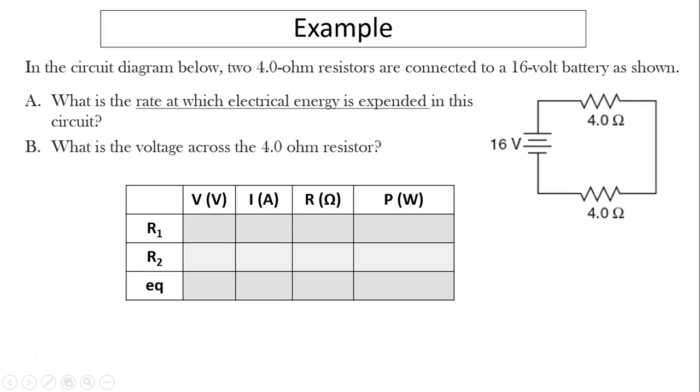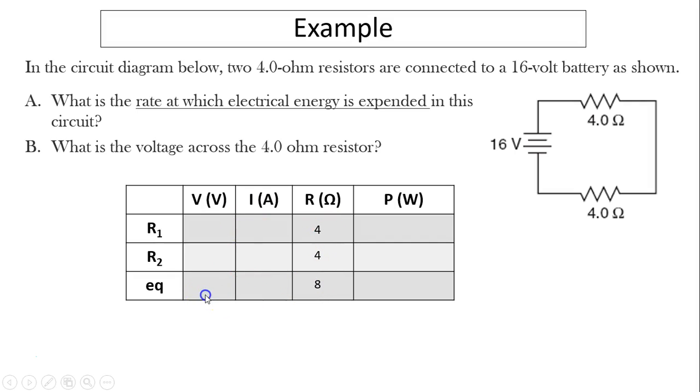Another example. Here's another series circuit according to the diagram. It tells you each resistor's resistance, and also tells you the total voltage. So you can make a chart to help you. Because they are asking for the electrical energy expended, the rate of energy expended, that is power, you can also include power in your chart. So let's fill in the chart. The total is 8, because this is a series circuit. So total R equals R1 plus R2.